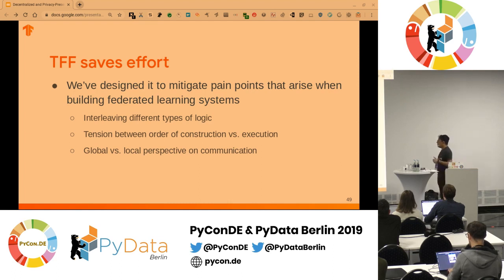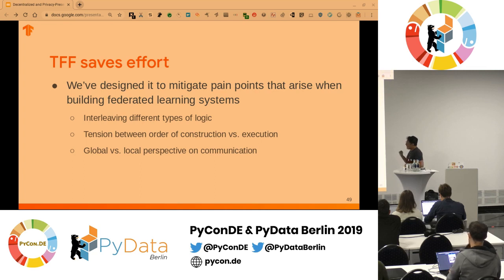Yeah. So here the important point I want to mention is that there's tension between order of construction and execution. Typically, when you build your computation and when you execute it, there's a certain order that you follow. There's not a prescribed order, but there's a typical order that you follow to do these things, and there is a bit of tension there, right?